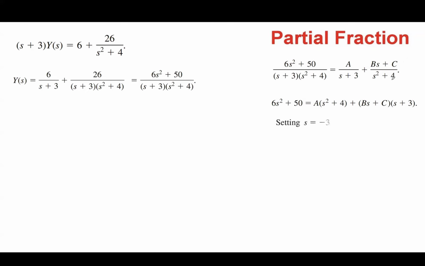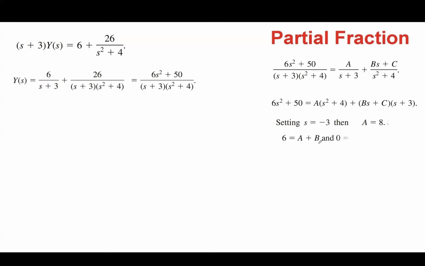You can set s to be -3 to get rid of the quantity on the right-hand side, and substituting -3 gives you A times (9 plus 4), which is 13. And on the left-hand side, if you plug in -3, you get 6 times 9 plus 50. When you do the division, A becomes 8.